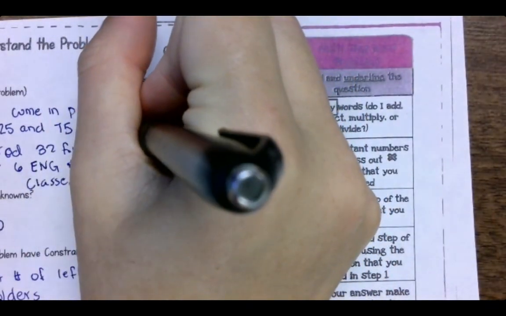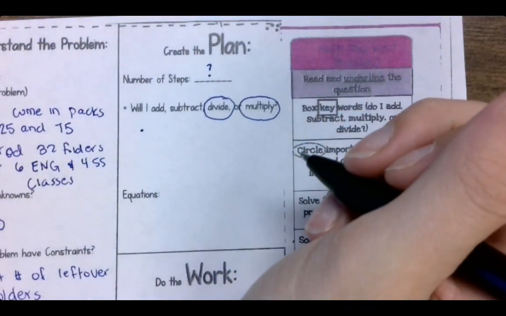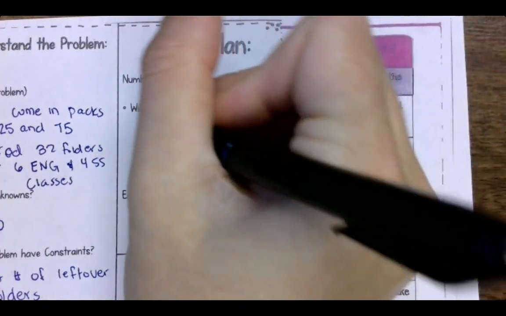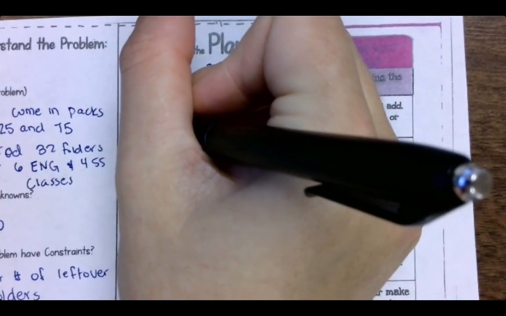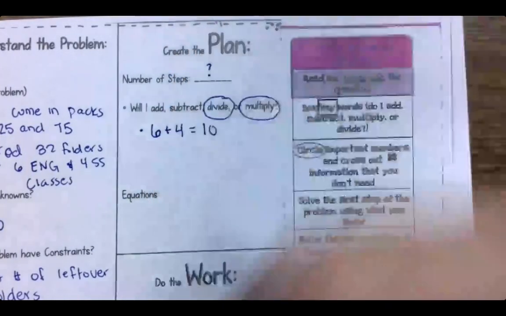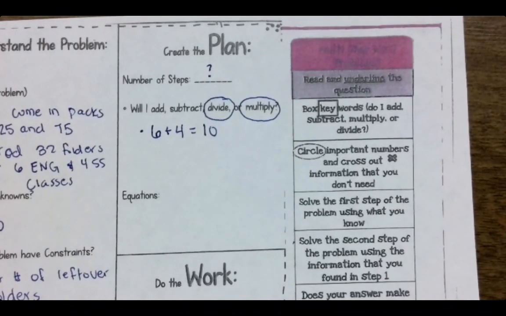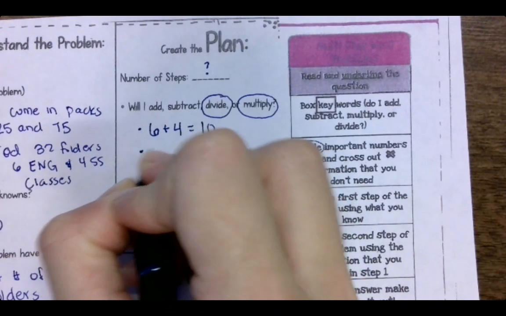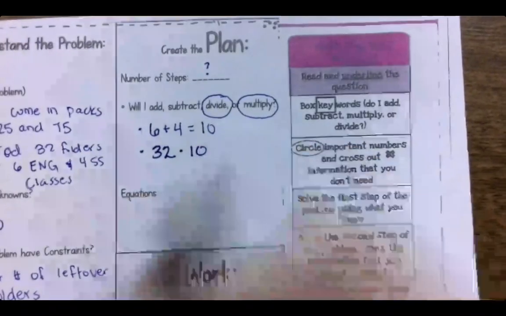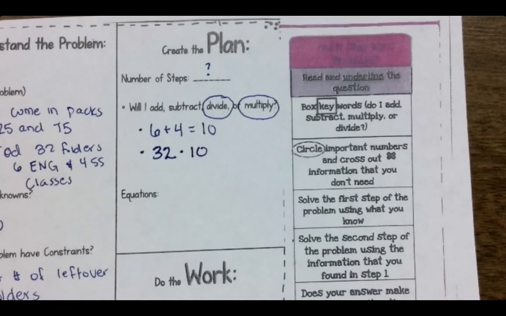So first, let's figure out how many classes we are going to need, right? So we have 6 English plus 4 social studies is going to be a total of 10 classes. I know that I need 32 folders for each of those 10 classes. So that's going to be 32 times 10.